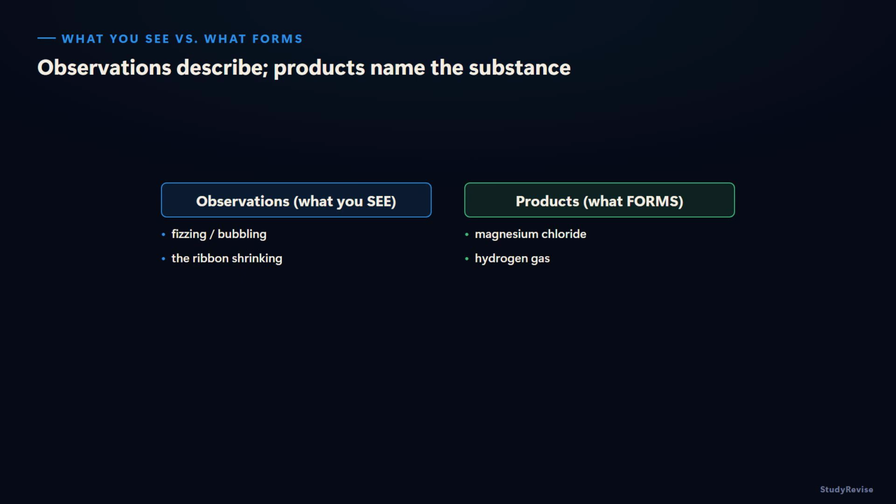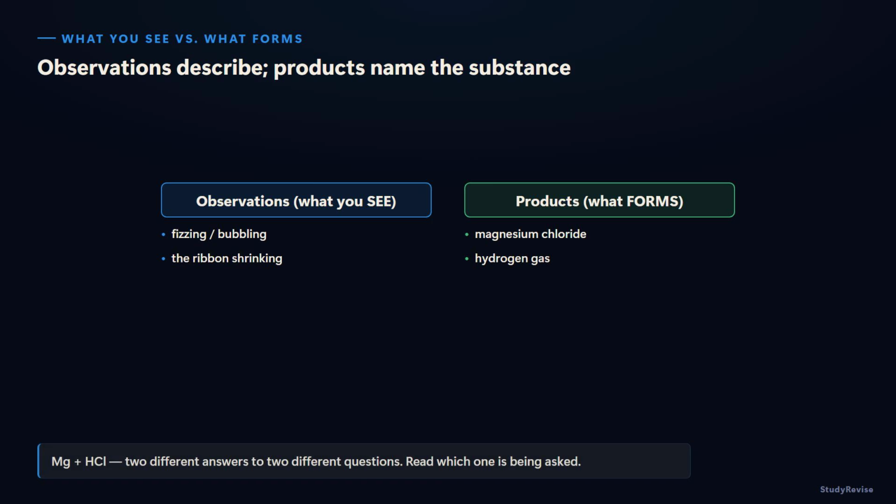If instead the question asks what product is formed, the answer changes completely. Now it's the actual substance, magnesium chloride and hydrogen gas. Same reaction, 2 completely different answers, depending entirely on which word the question actually used.